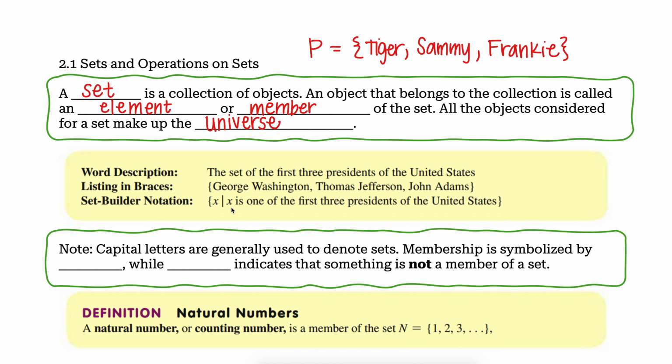Typically, sets are written with a capital letter. And to show that something is a member of the set, we use this symbol that looks kind of like a backwards E. That indicates that something is a member of a set. So if I'm looking at my pets, let me write it over to the side, I could say that Tiger is a member of set P. That's the notation. To show that something is not a member of the set, it's that symbol just with that slash mark through it. So that indicates it is not a member.